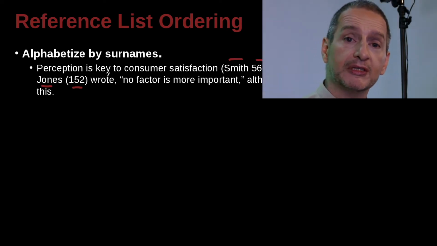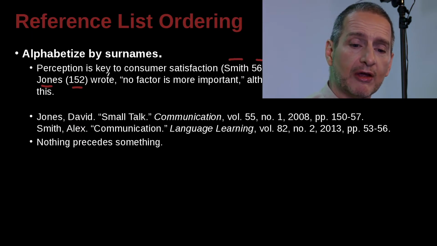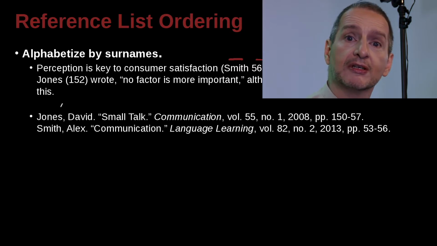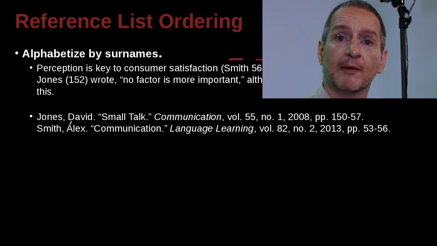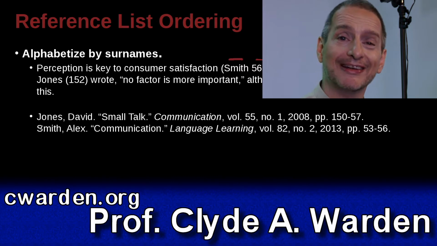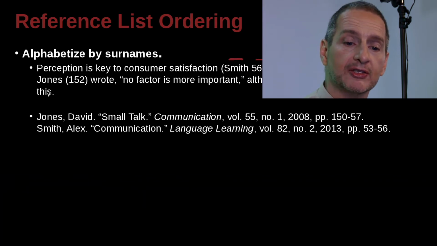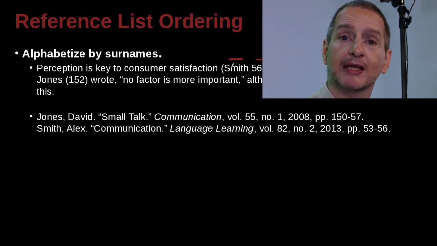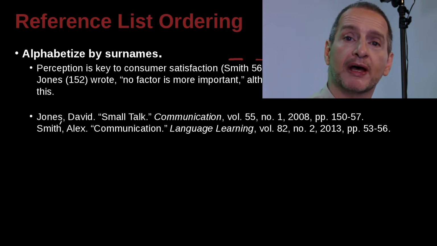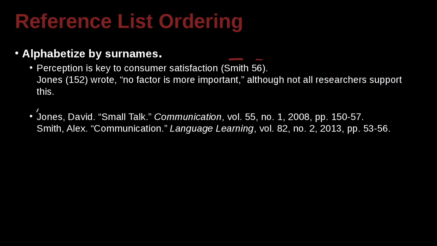So how would we go ahead and put these into the reference list? Well, the reference list would look something like this example here. And that is Jones, comma, David, and Smith, comma, Alex. So Jones comes first and Smith comes later because J is before S. So even though inside the text Smith may come first, we don't do that in the actual reference list. We do it by alphabetical order. So all of your reference lists at the end would begin with A and go all the way to Z. We're going to talk more about that momentarily.